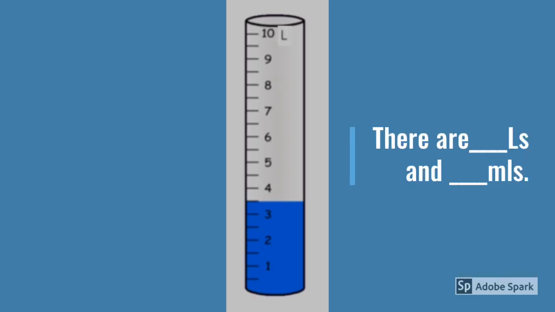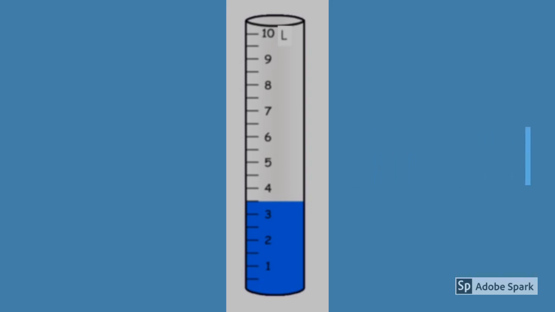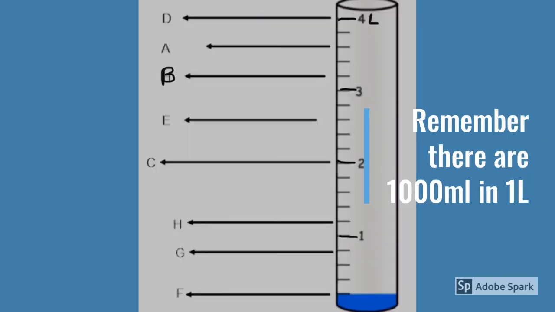The capacity of this container is 10 litres. Now what is the volume of this? How many litres are there? How many millilitres are there? Look at the interval carefully and have a think, and remember that there are 1000 millilitres in 1 litre. The capacity of this container is 4 litres.